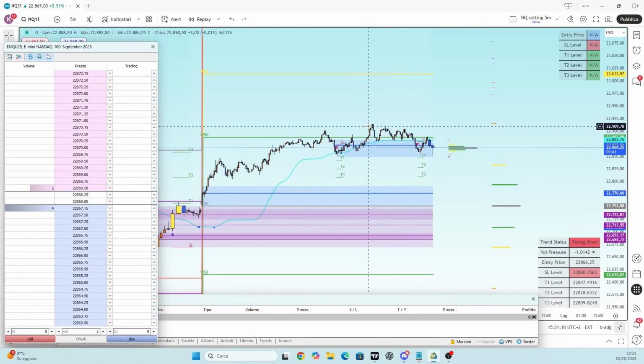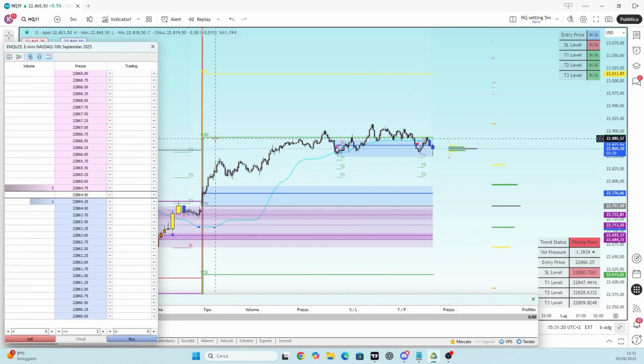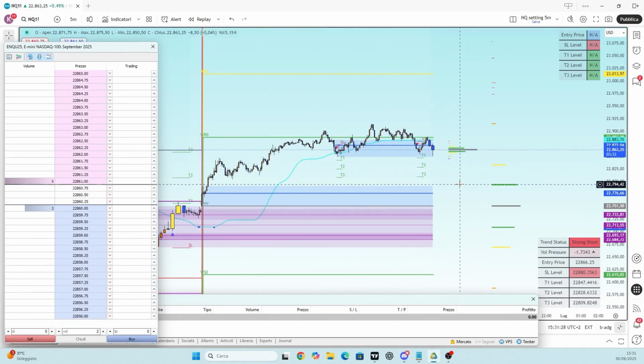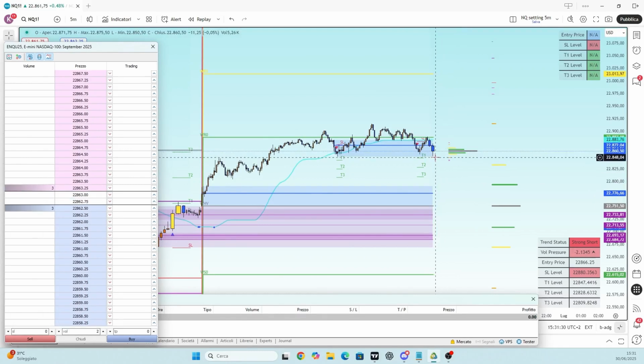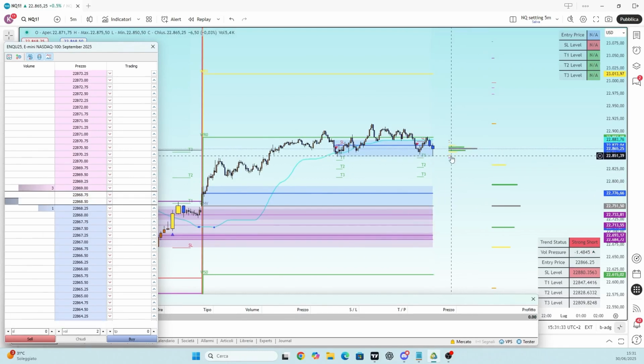Right now I see all lower highs. We're trading below VR0, so there's a good chance we might try to break through this BC3 level. We'll probably go to test 22,794 if we break this level. Let's see if it breaks through with good momentum.